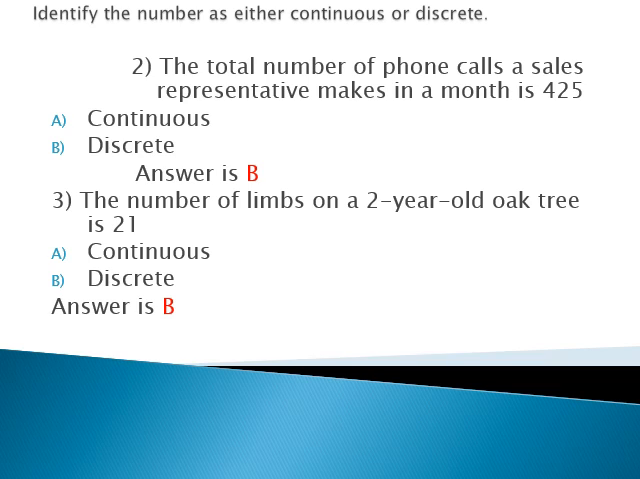The third question is: the number of limbs on a 2-year-old oak tree is 21. This one is also giving you a specific, definite, finite number, which is 21, so it will be discrete, obviously.